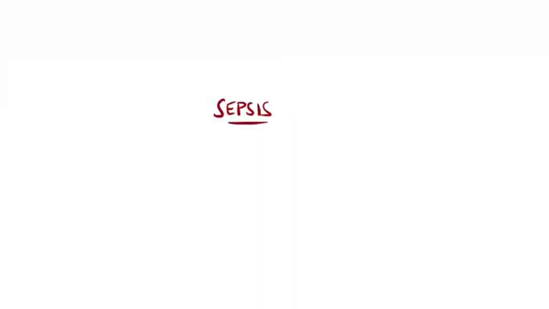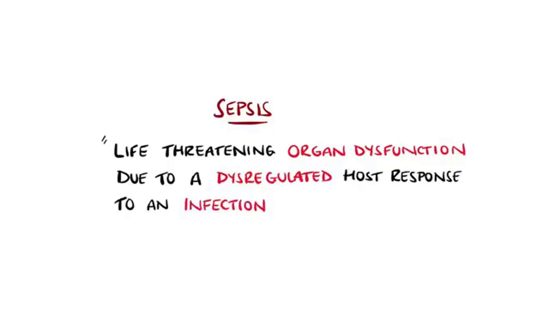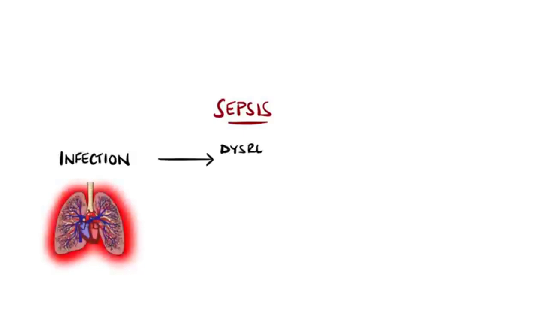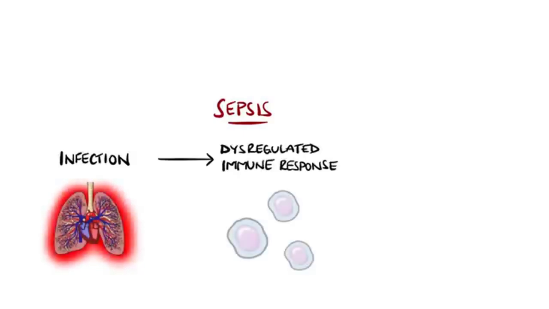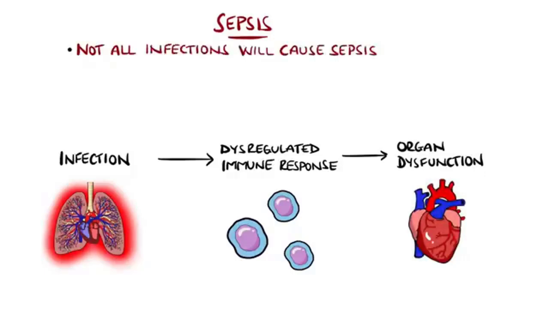The definition of sepsis is a life-threatening organ dysfunction caused by a dysregulated host response to an infection. In sepsis, the body's response to the infection ends up causing damage to the organs, eventually leading to failure of the organs and death. It's important to know that not all patients with infections have sepsis, but any infection has the potential to lead to sepsis.